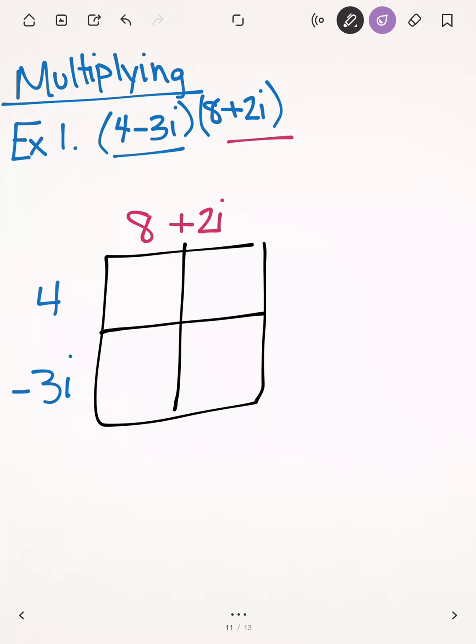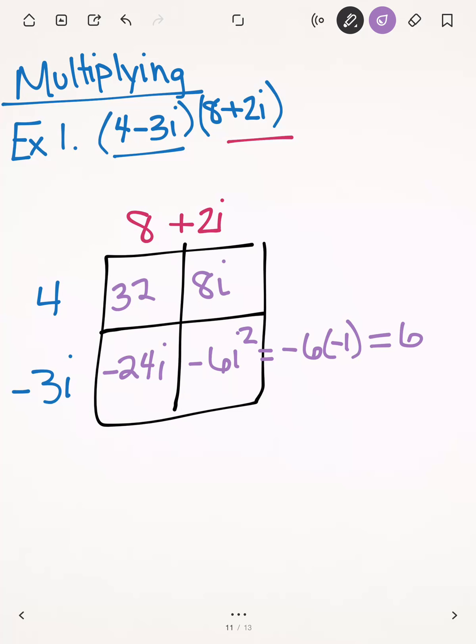So 8 times 4 is 32. 4 times 2i is 8i. 8 times a negative 3i is a negative 24i. And a negative 3i times a positive 2i is a negative 6i squared. But earlier we learned that i squared equals negative 1, so I'm going to simplify. Negative 6 times a negative 1, replacing that i squared with a negative 1, is a positive 6.